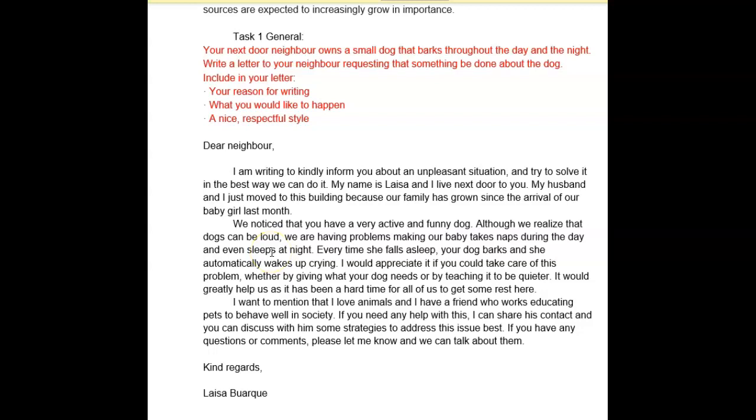Every time she falls asleep, your dog barks and she automatically wakes up crying. I would appreciate it if you could take care of this problem, whether by giving what your dog needs or by teaching it to be quieter. It would greatly help us as it has been a hard time for us, for all of us, to get some rest here. All right, there's some really good grammar there.